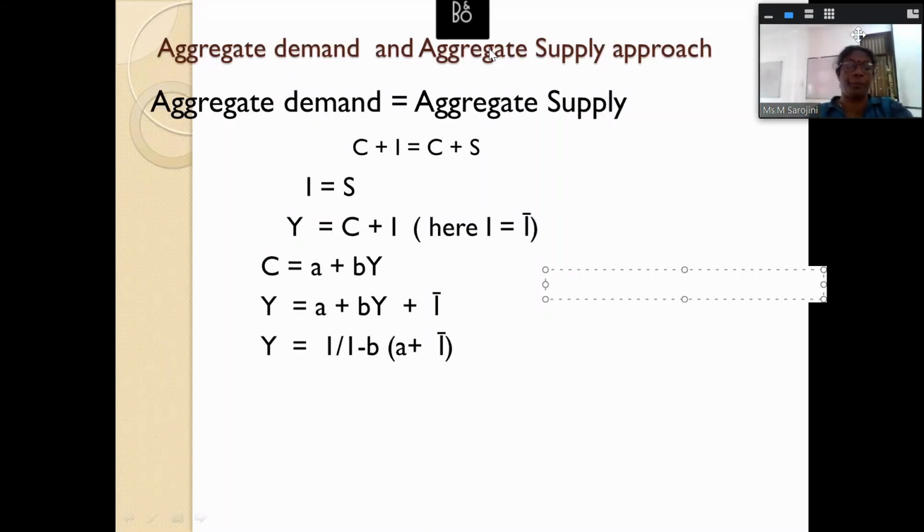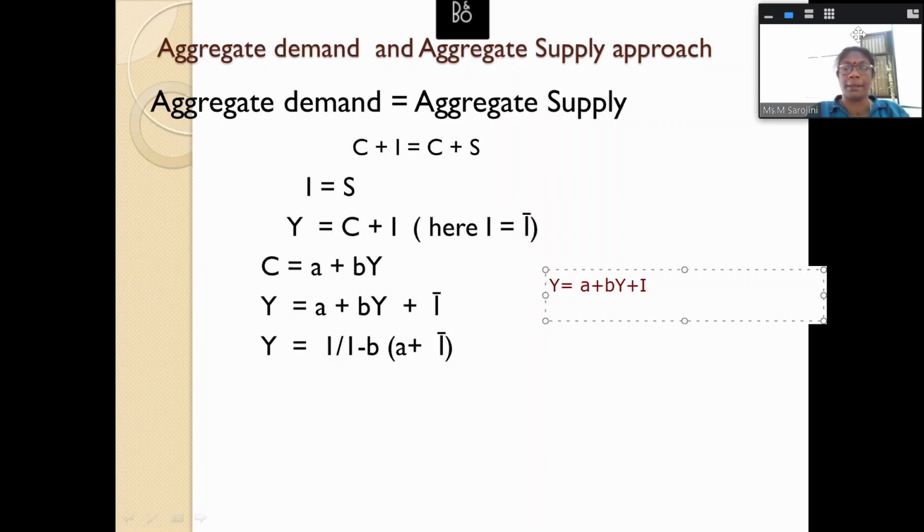Here, from this fifth equation, we can take y is equal to a plus by plus I. Here I take the by to the other side of the equation, that is equal to a plus I. Now we can take y as common, then the balance is y minus by, that is equal to again a plus I.